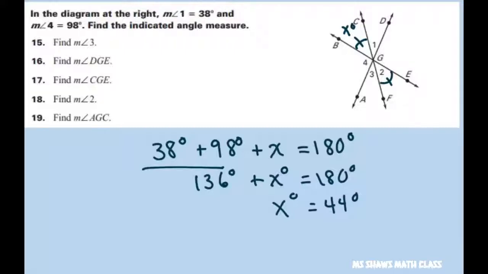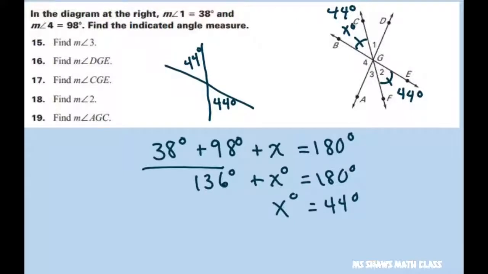Since this measure is 44 degrees, that means the measure of angle 2 is also 44 degrees. Because you have these, the vertical angle kind of going like this. So if this is 44 degrees, then angle 2 is also 44 degrees.